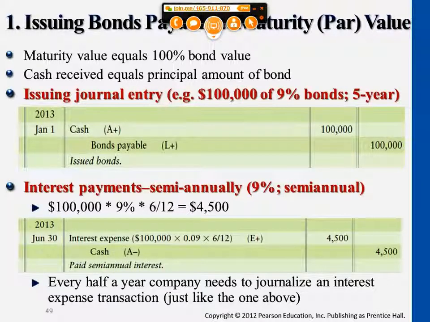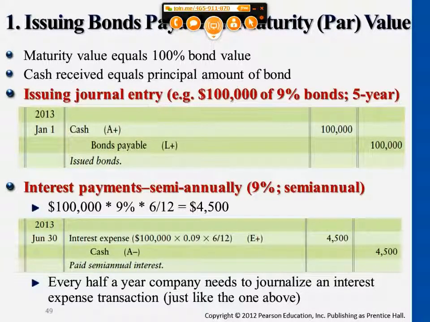Second entry here, half a year later. Remember that with bonds, we usually pay interest semi-annually. So half a year later, interest expense is calculated just like short-term notes and long-term notes interest: principal amount times interest rate times half a year. The time period is half a year because bond interest is usually paid every half a year. So you'll have this journal entry on June 30th, and you will also have this journal entry on December 31st, exactly the same.